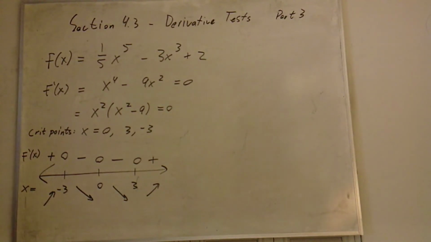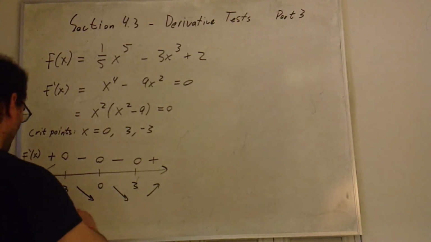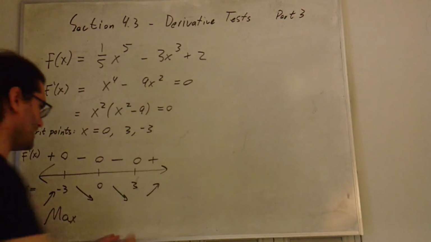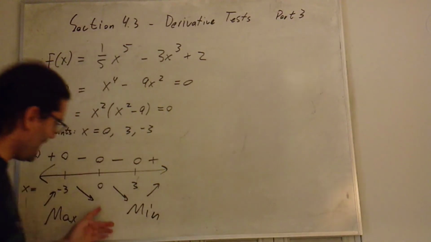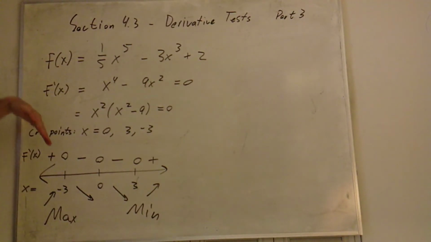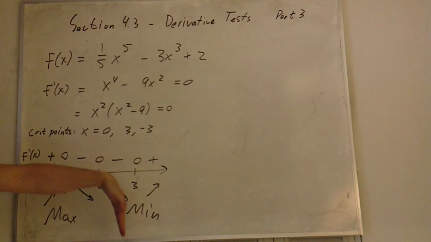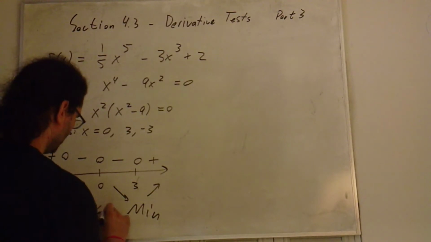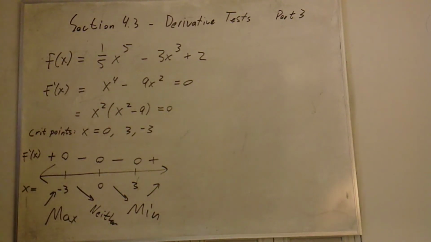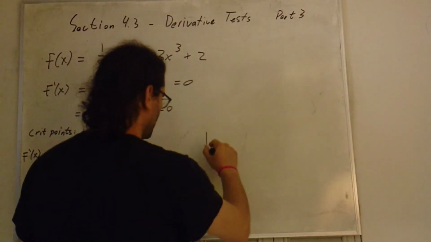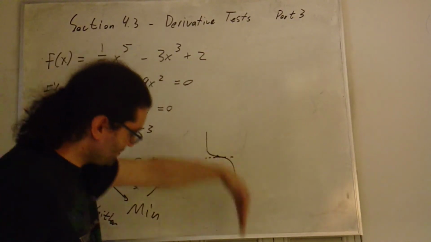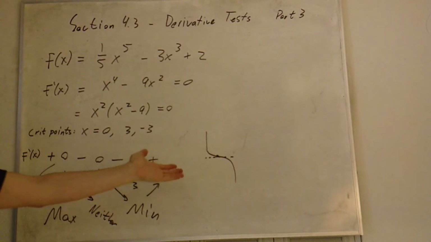So let's look at what this means. At negative 3, it switches from increasing to decreasing. That means that here we have a max. At positive 3, it switches from decreasing to increasing, and that means that we have a min. At 0, it goes from decreasing to flat to decreasing, which means this is neither. It's not a maximum or a minimum. The graph is doing this, where it goes flat for just a second, and then it keeps decreasing, which is fine. We've seen graphs that do this.